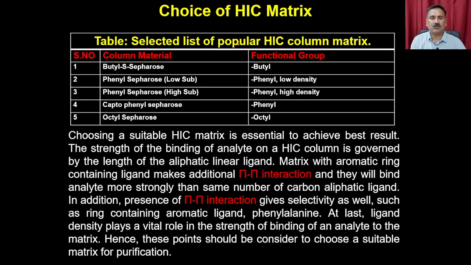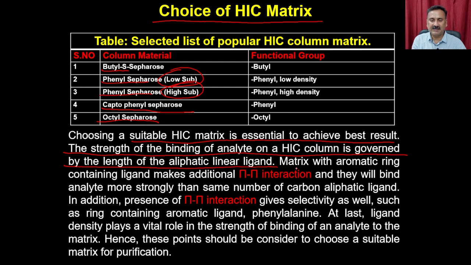There are different types of choice for the matrix that you can use. You can use the butyl sepharose, you can use phenyl sepharose high sub and low sub, you can use the capto phenyl sepharose, and you can also use the octyl sepharose. So choosing a suitable matrix is essential to achieve the best results. The strength of the binding of analyte on the HIC column is governed by the length of the aliphatic linear ligands, right?